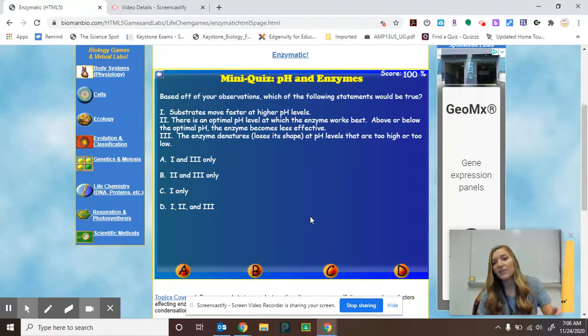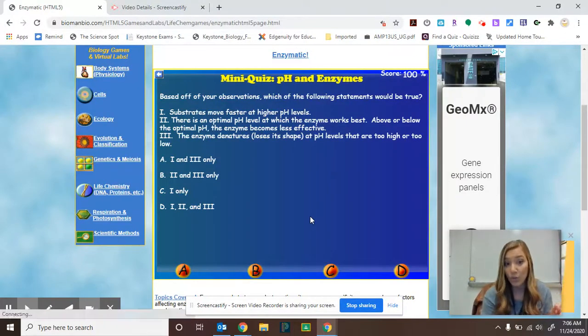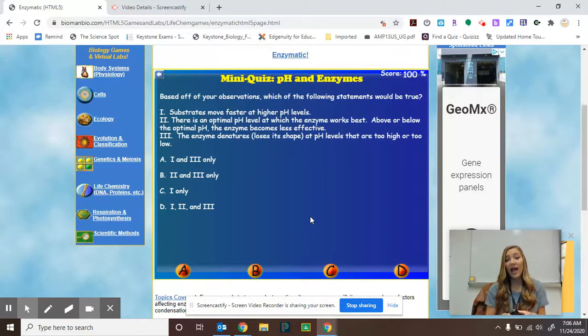So based off our observations, which would be true? One, substrates move faster at higher pH levels. Did they move faster when we did that? Two, there's an optimal pH at which the enzyme works best. Above or below that optimal level, the enzyme becomes less effective. And that was true because I moved it up and down and you saw that it went slower as we went too high or too low.